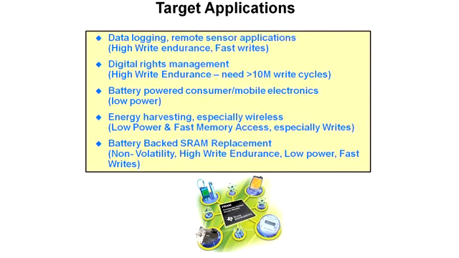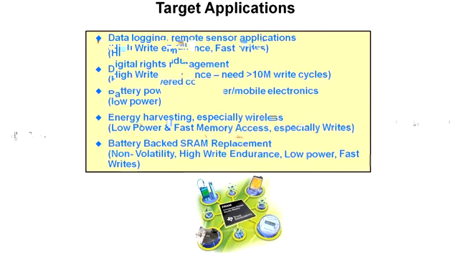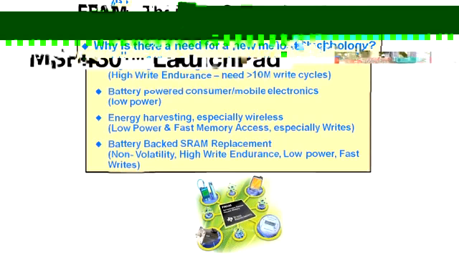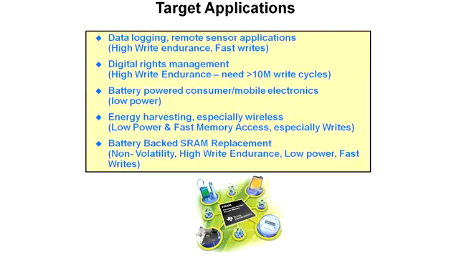So what kind of target applications will FRAM devices fit in? Things like data logging or remote sensor applications, things that require high write and write cycles. Battery-powered consumer and mobile electronics, devices that have low power requirements. Energy harvesting, especially wireless, things that need low power and fast memory access, especially writing to the device. Battery-backed SRAM replacement, non-volatility, high write endurance, low power, fast writes, all of those are things that you can see happening with FRAM.